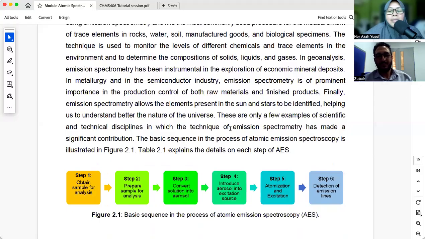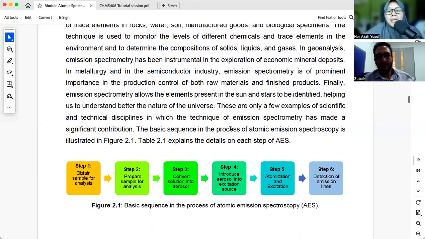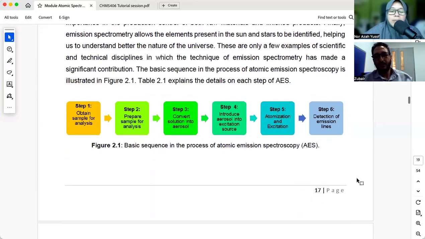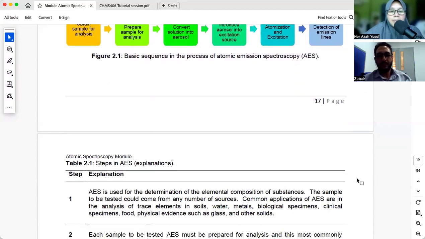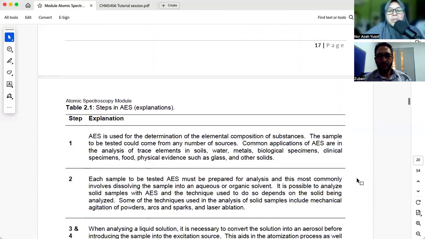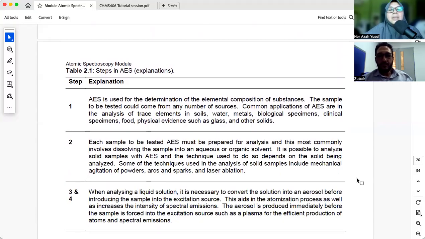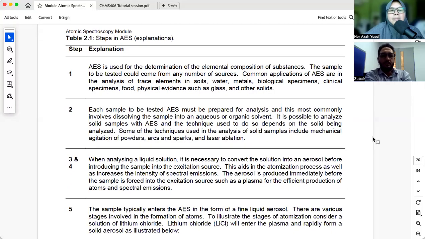So you can see there is similarity. Prepare the sample, convert the solution into aerosols, and then you have atomization, excitation, and then detection of emission lines. So it's quite similar to AAS. So AES is used for determination of elemental composition. The sample to be tested could come from any number of sources. So it's also quite similar to AAS. Each sample to be tested must be prepared. All right, same.